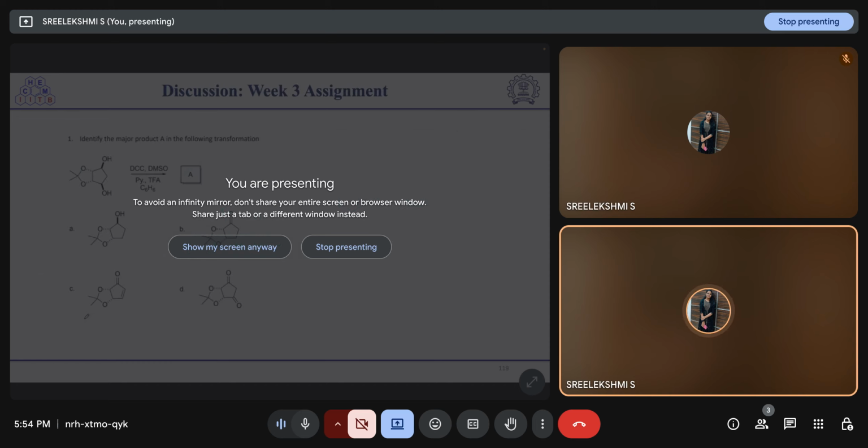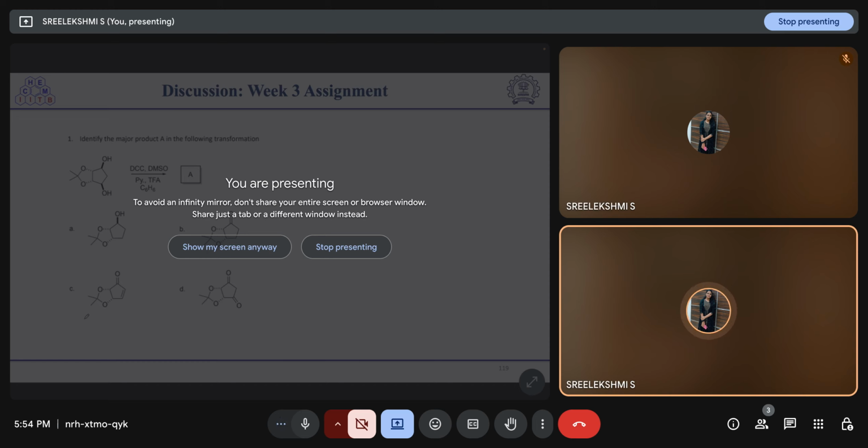Now moving ahead with the week 3 assignment. So here, which is the correct answer for this question? Identify the major product A in the following transformation. So this much was some of the questions related to the topic which we discussed in last class, that was week 4 lectures. So this is the week 3 assignment. Identify the major product A in the following transformation.